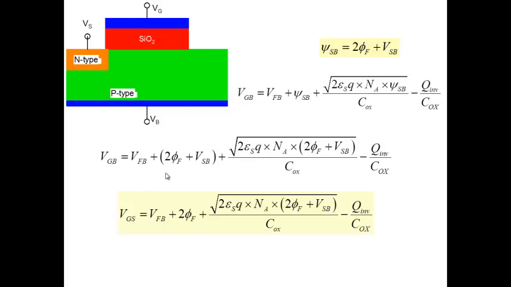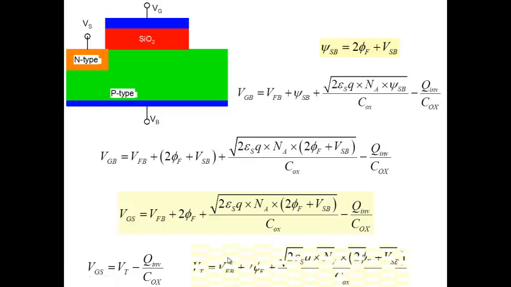So I write it here. VSB has been taken on this side. V flat band plus 2 phi F plus this term here minus Q inversion by C oxide. I can rewrite this whole thing as a constant as far as gate voltage is concerned. So I can write this as VGS is equal to VT minus Q inversion by C oxide. And VT I can write now like this here.